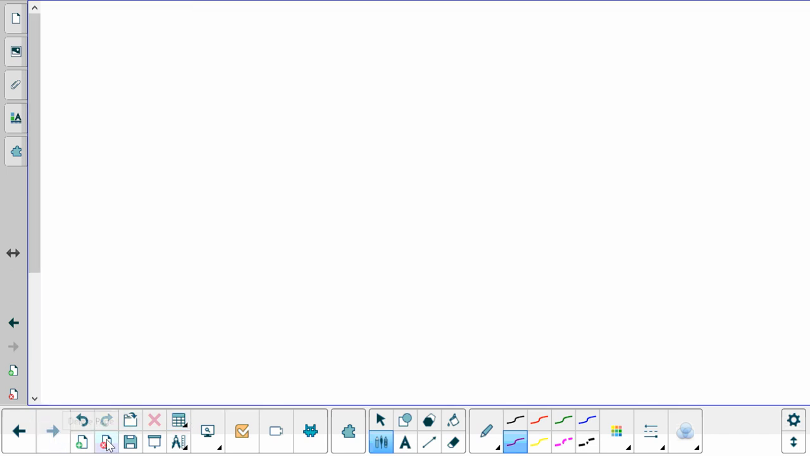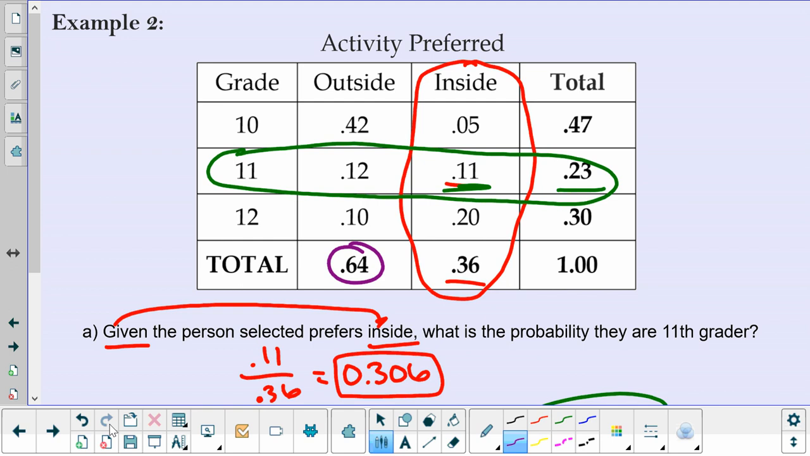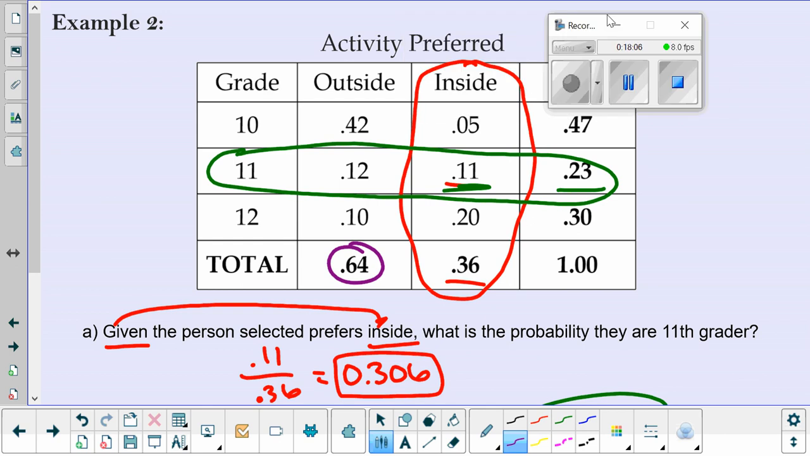All right, that's it for our lesson for today. Hopefully that gives you a little bit of a picture of using conditional probability with tables.